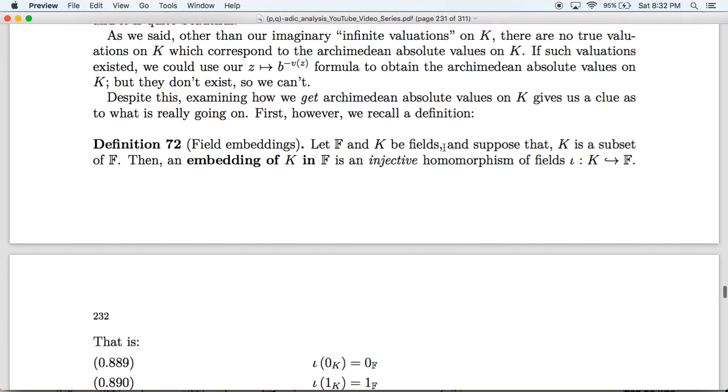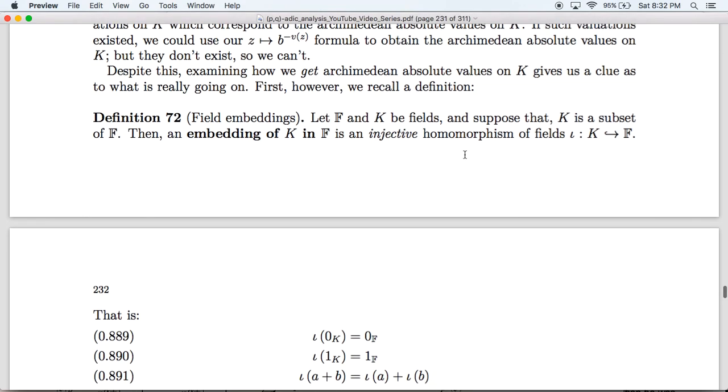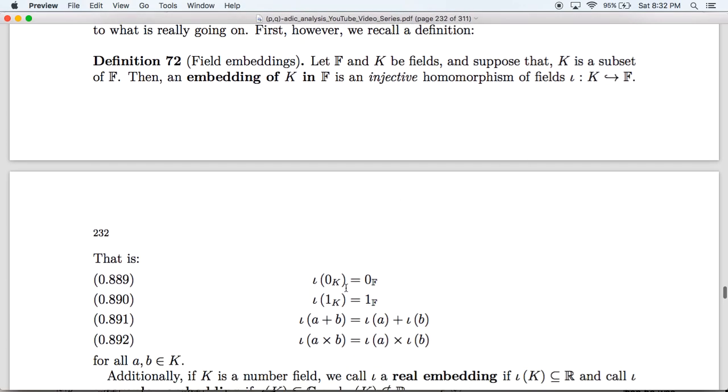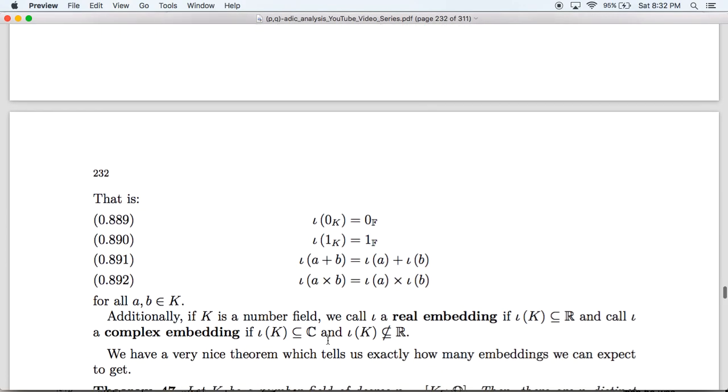Let f and k be fields, and suppose that k is a subset of f. Then an embedding of k in f is an injective homomorphism of fields iota from k to f, and this arrow means that it's injective. In particular, this means that iota satisfies the rules. It sends 0 to 0, 1 to 1, and it commutes with addition and multiplication. If k is a number field, we call iota a real embedding if iota of k is contained in the reals, and we call iota a complex embedding if iota of k is a subset of the complex numbers which is not the reals.